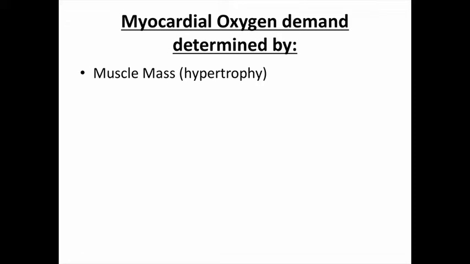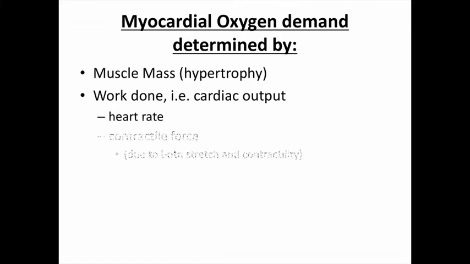So in a hypertrophied heart like the one we just saw, that's going to increase demand. Second, how much work the heart actually has to do, which is essentially saying what the cardiac output situation is like. So the more work the heart has to do, the more demand. So if we have a situation where we have an increased heart rate and/or an increased contractile force, it's going to put more demand on the heart.